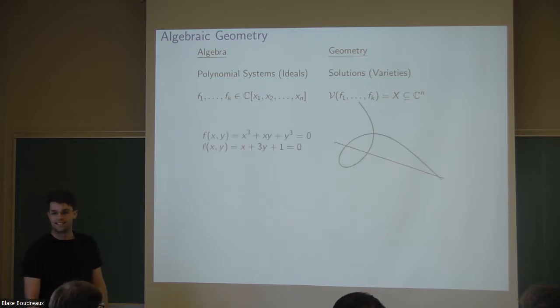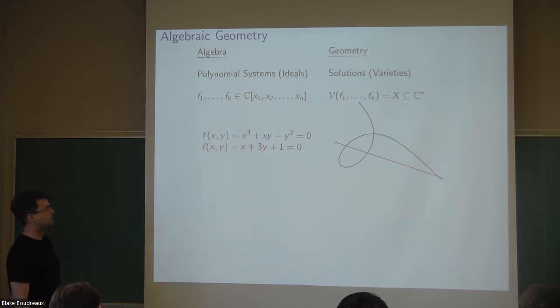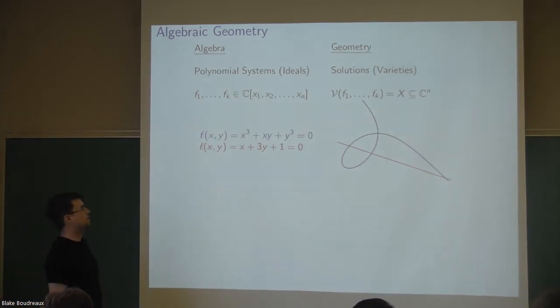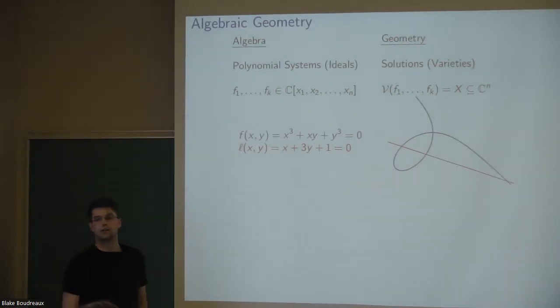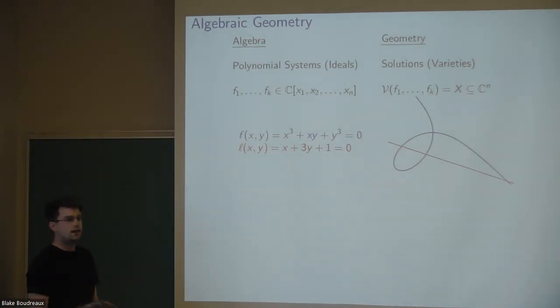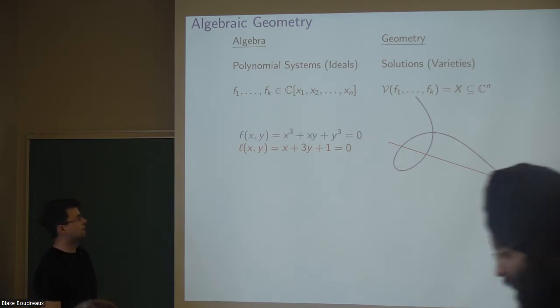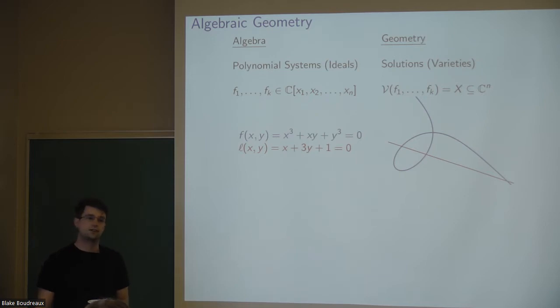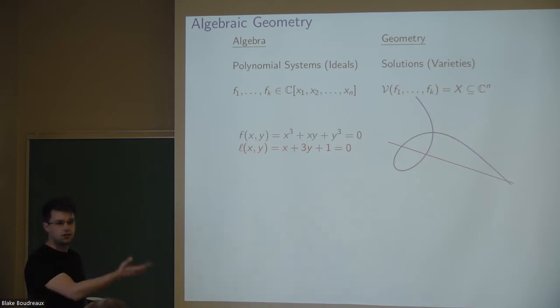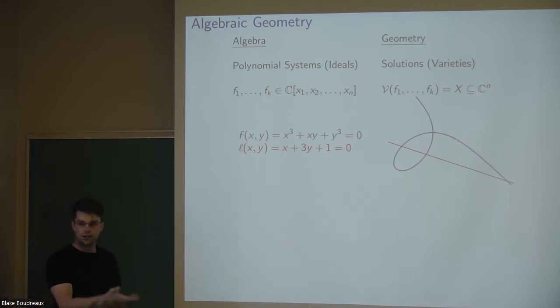So for example, here are two different varieties. The first one is the zero set of x cubed plus xy plus y cubed equals 0. And the second one is the zero set of this linear polynomial. Okay? And their common solutions are the intersection points. So common solutions of polynomials correspond to intersections of varieties. And there's this dictionary that goes back and forth between algebra and geometry, and that's what algebraic geometers study.